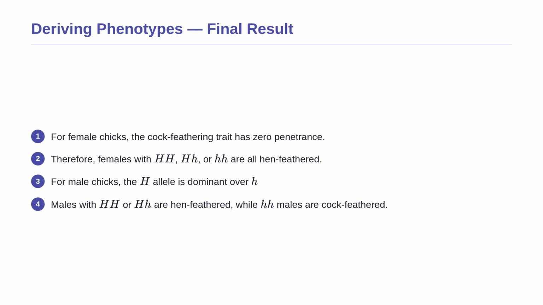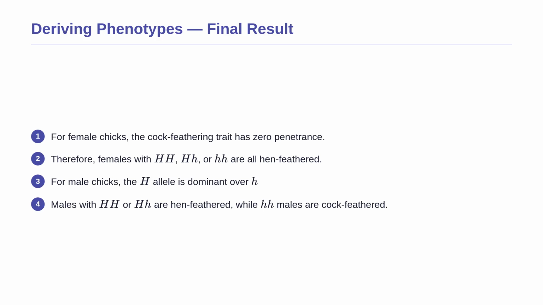With our genetic ratio established, we now derive the physical phenotypes for each sex. This chunk of the derivation applies our rule of zero penetrance. First, we look at the female chicks. Because cock feathering is strictly limited to males, the trait is completely suppressed in females.